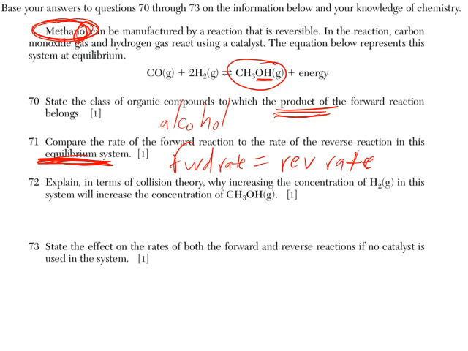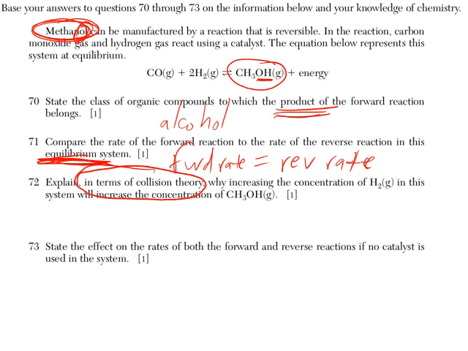72, explain in terms of collision theory why increasing the concentration of H2 in this system will increase the concentration of CH3OH. So we need to address collision theory in some way. Collision theory says, as the name would imply, that things have to hit each other for reactions to happen. The more times they hit, the better reactions and faster they're going to be. So why does increasing the concentration of H2 in the system make more of the CH3OH?